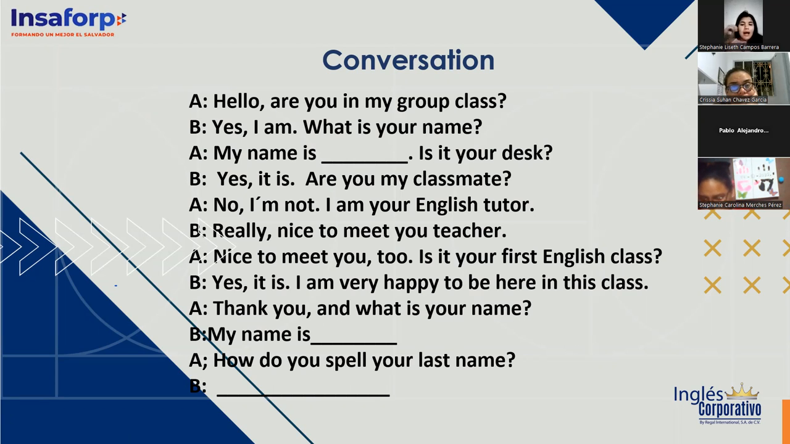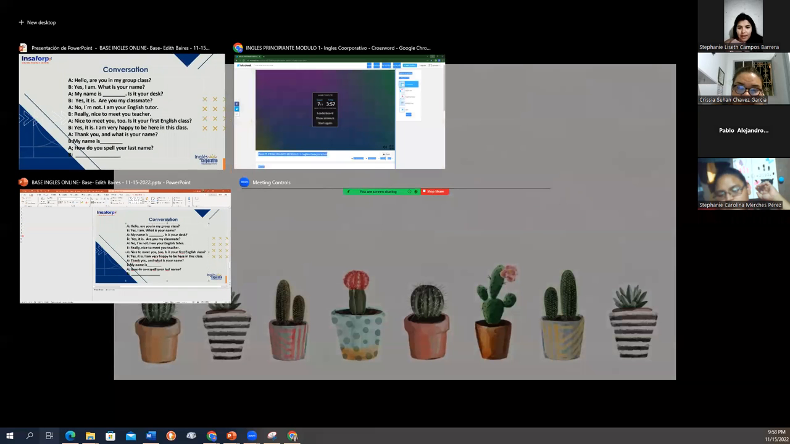Hello. Are you in my group class? Yes, I am. What is your name? My name is Stephanie. Is it your desk? Yes, it is. Are you my classmate? No, I am not. I am your English tutor. Really? Nice to meet you, teacher. Nice to meet you too. Is it your first English class? Yes, it is. I am very happy to be here in the class.